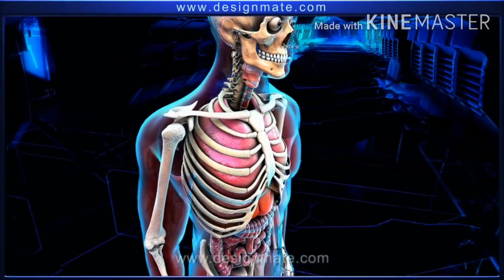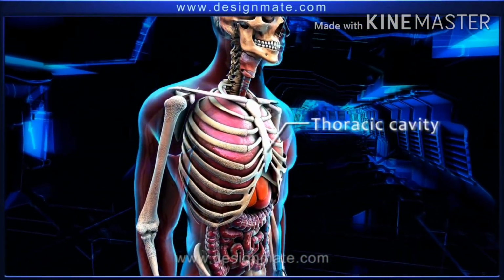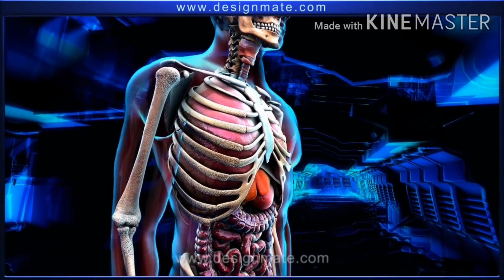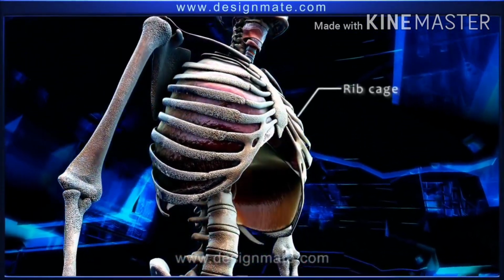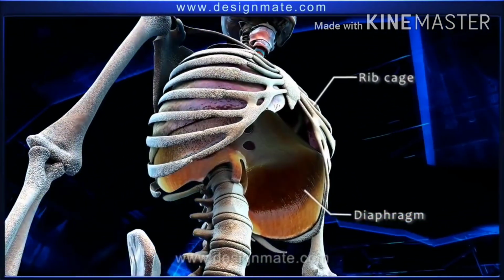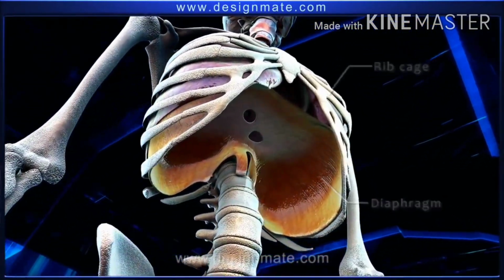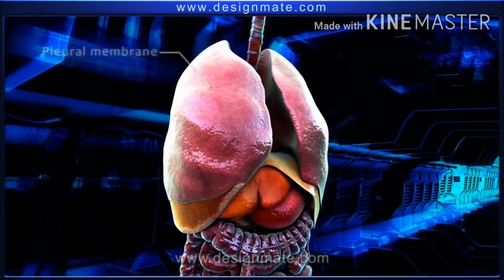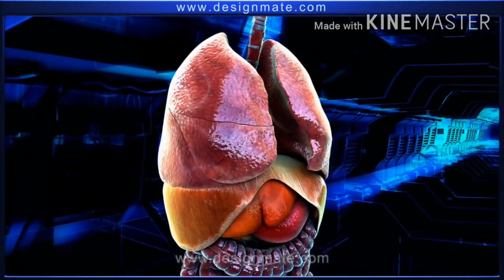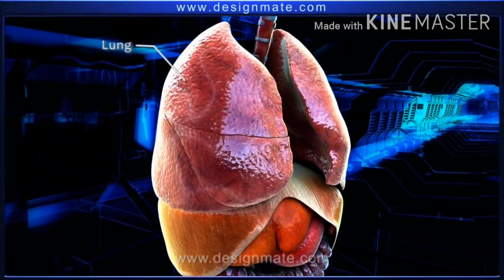Now let us learn about the mechanism of breathing. In humans, the main organs responsible for respiration are present in the thoracic cavity. In this region, the rib cage and a diaphragm are observed. Lungs are present in the chest cavity. This cavity is surrounded by ribs on the sides.